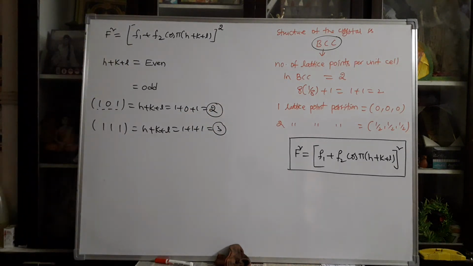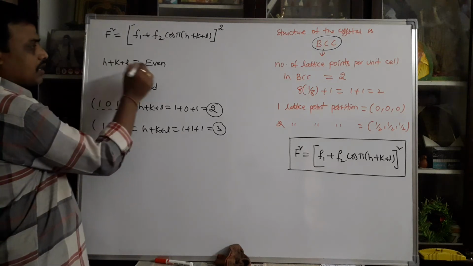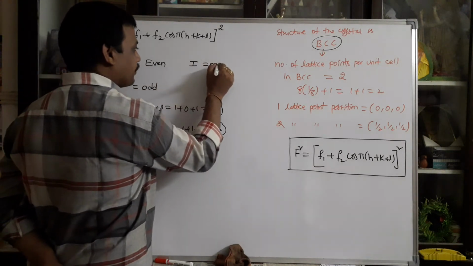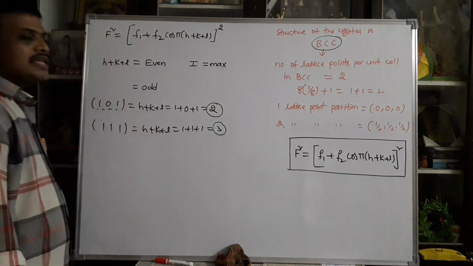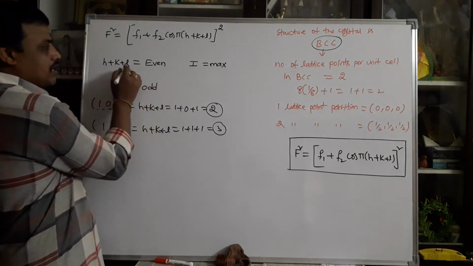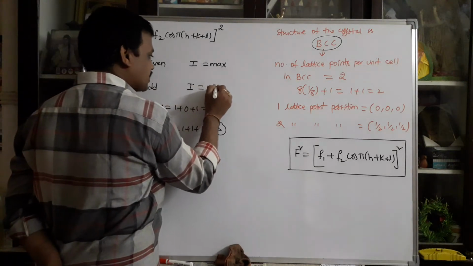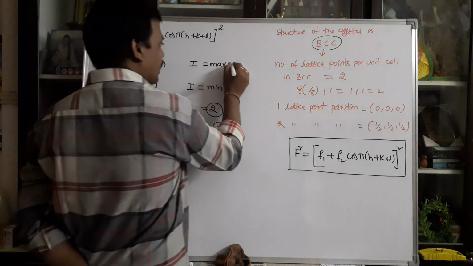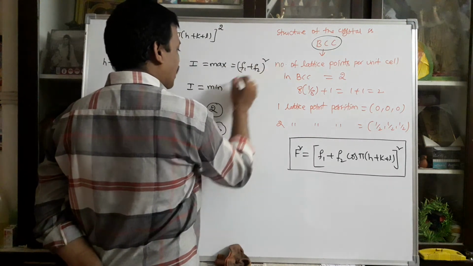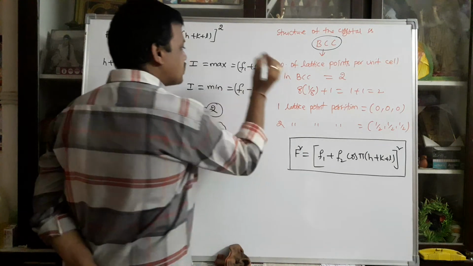Suppose h plus k plus l is even, then the intensity of the diffracted rays is maximum. Suppose the sum of the Miller indices is odd, then the intensity of the diffracted rays is minimum. The maximum value is f1 plus f2 whole square, and the minimum value is f1 minus f2 whole square.